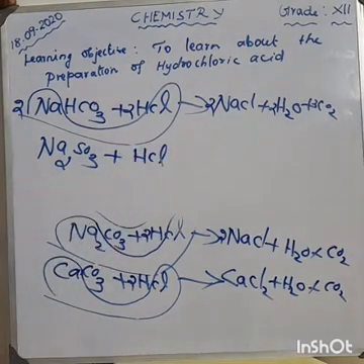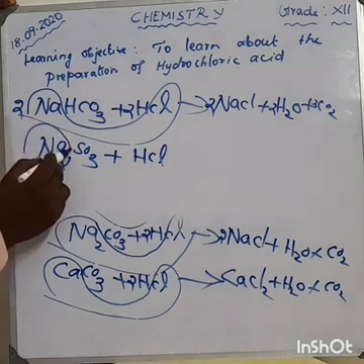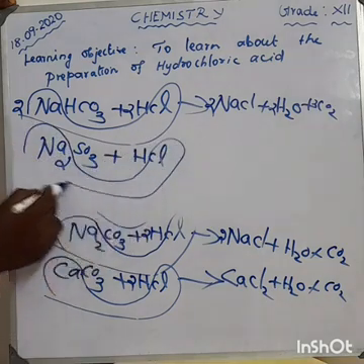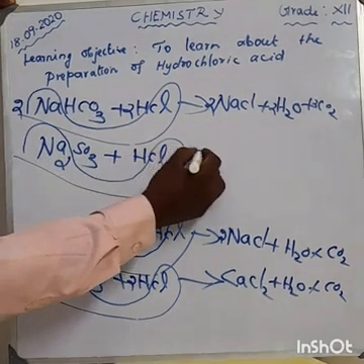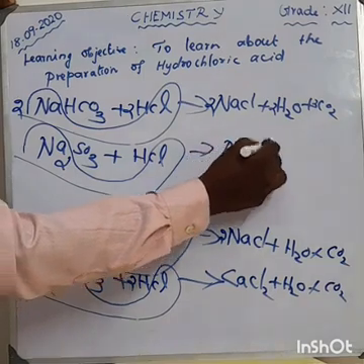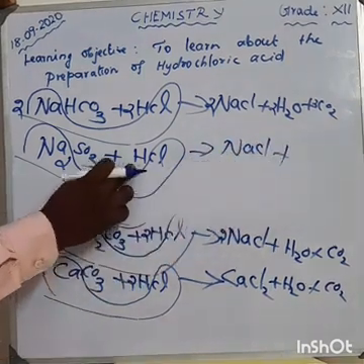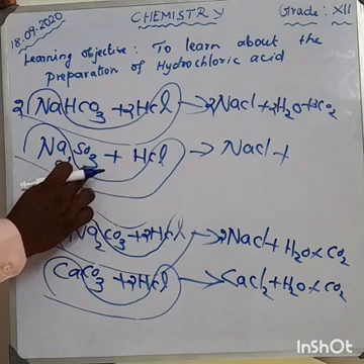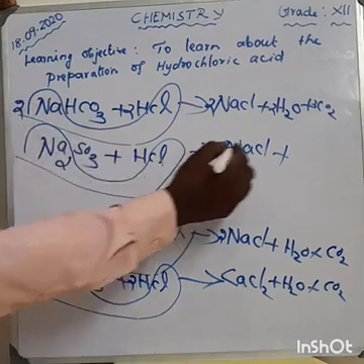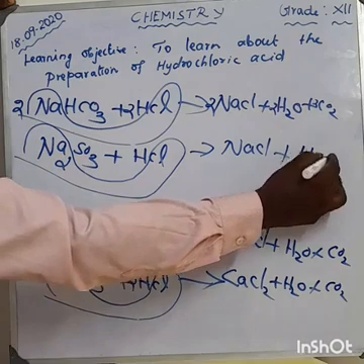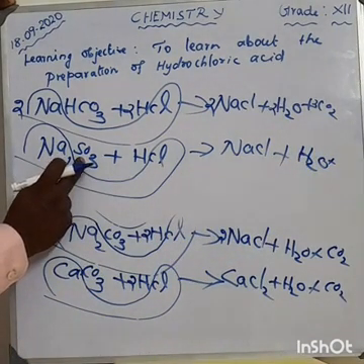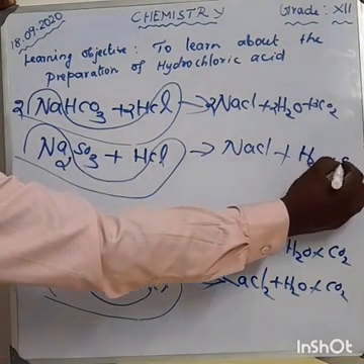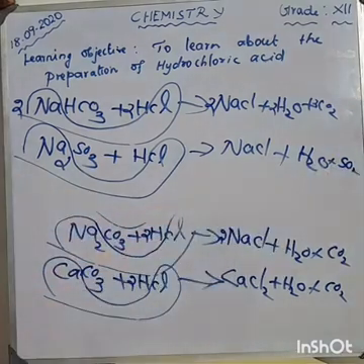So what are the possibilities? Sodium combines with chlorine. What's the product? NaCl. And hydrogen combines with oxygen. What's the product? H2O. Am I right? Plus here sulfur trioxide is converted into sulfur dioxide, SO2. Am I right?